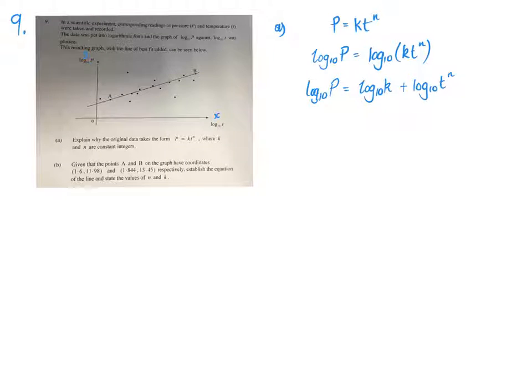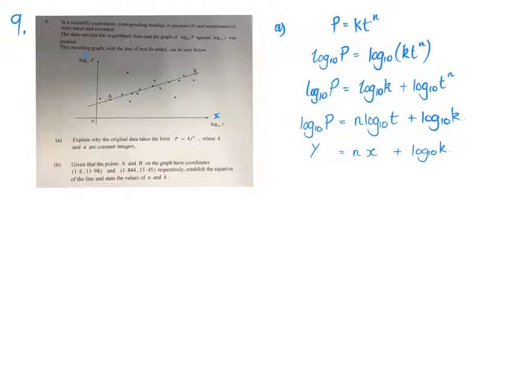Now I'm going to swap these round while we move the n down, using another logarithm rule. So we keep the log to the base 10 of p, and it's equal to n log to the base 10 of t, plus log to the base 10 of k. Here, this is what we have as a y. Then log to the base 10 of t is like our x. So it's like n x plus log to the base 10 of k.